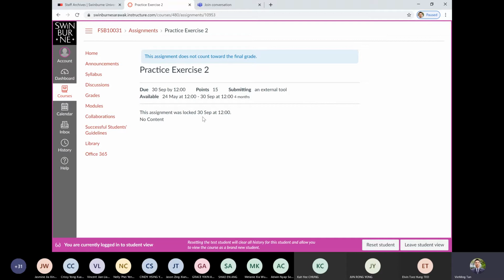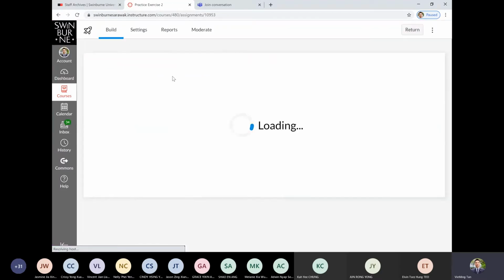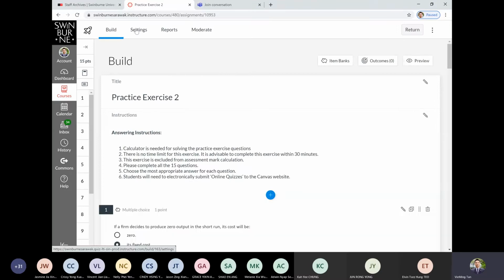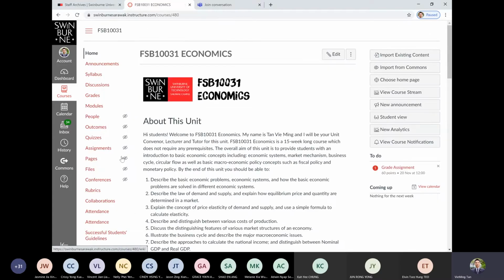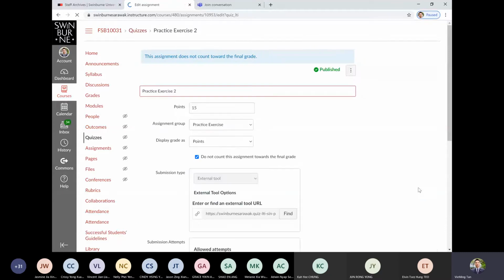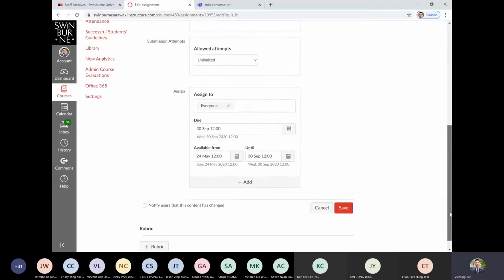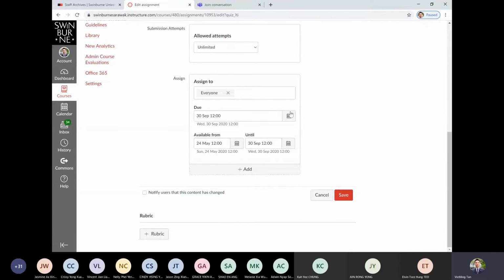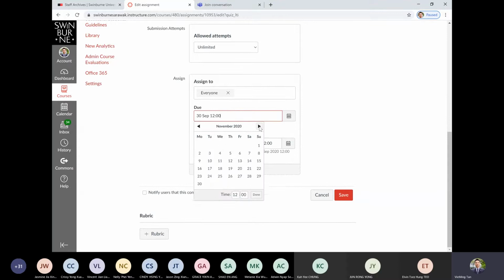The assignment was locked. Okay, I try to open it now. Let me go up first. Leave the student view. So this one, I'll change the due date to December 31st.